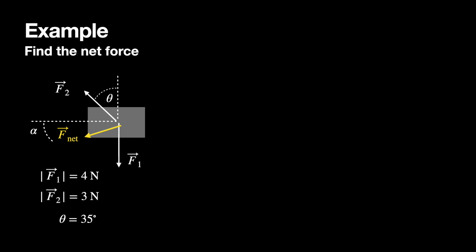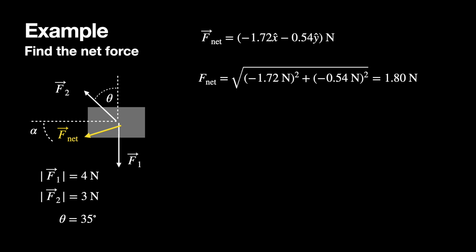So what if I want to find the magnitude of F net and I want to find the angle, which in this case I'm calling alpha? Here's my vector, same thing as before. I can find the magnitude by just using the Pythagorean theorem. It's going to be negative 1.72 squared plus negative 0.54 squared, and I get 1.8 newtons. What if I want to find the angle alpha? Here's my picture right there. That's the same vector force and the same angle. I have my x and y components just like that, and I have a right triangle again.